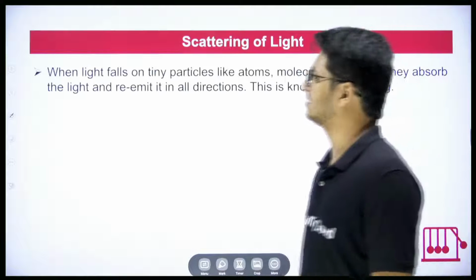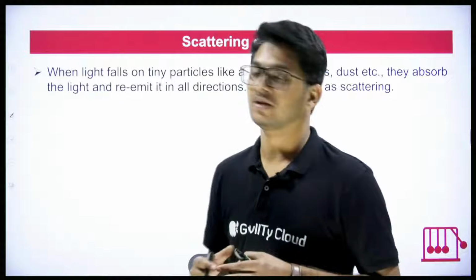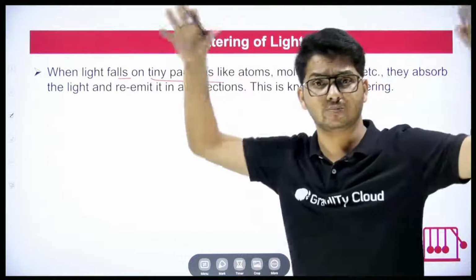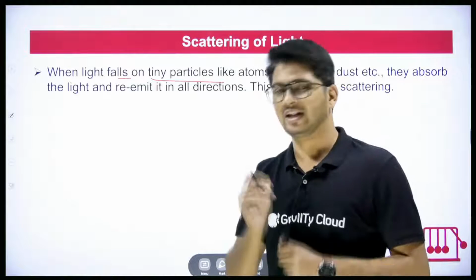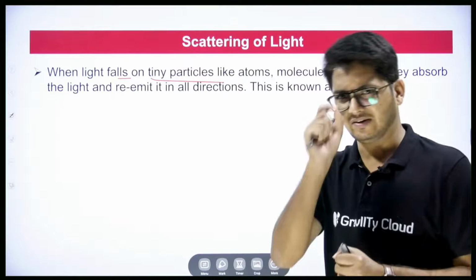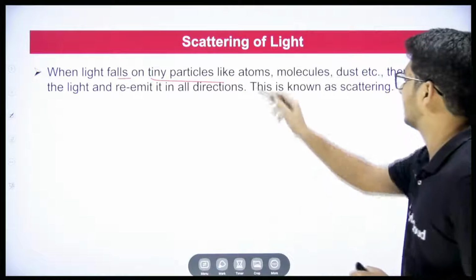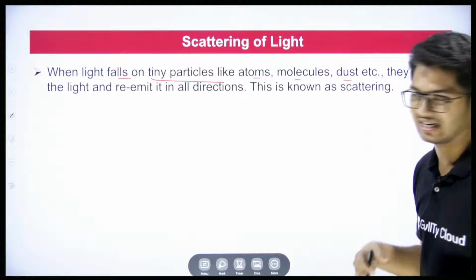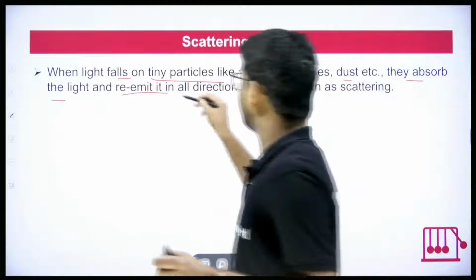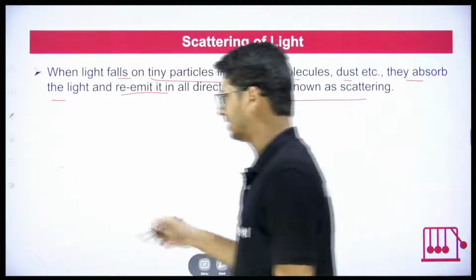So what exactly is scattering? In scattering, when light falls on tiny particles, it's not about a big object, we talk about very small particles, you can think of them as molecules, dust particles, very, very small. So when light falls on tiny particles like atoms, molecules, dust, etc., they absorb the light and re-emit it in all directions. This is known as scattering.